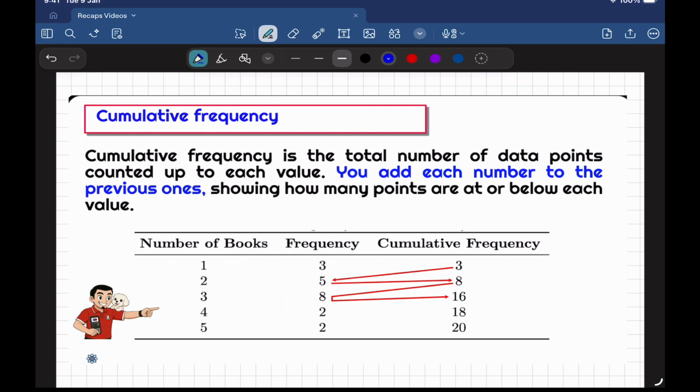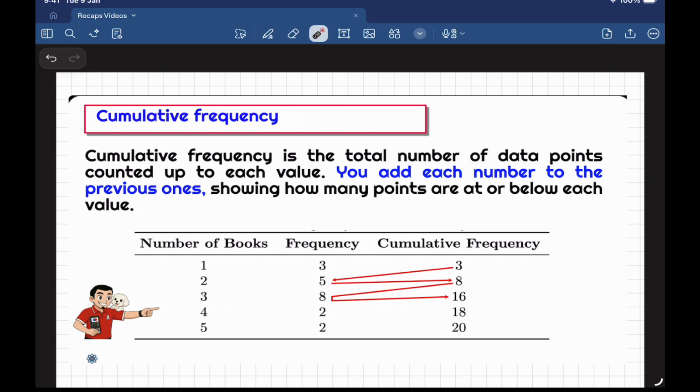So what is this? It's the total number of data points counted up to each value. But pay attention, you add each number to the previous one. This is the key. In order to draw the cumulative frequency curve, first we need a cumulative frequency table.